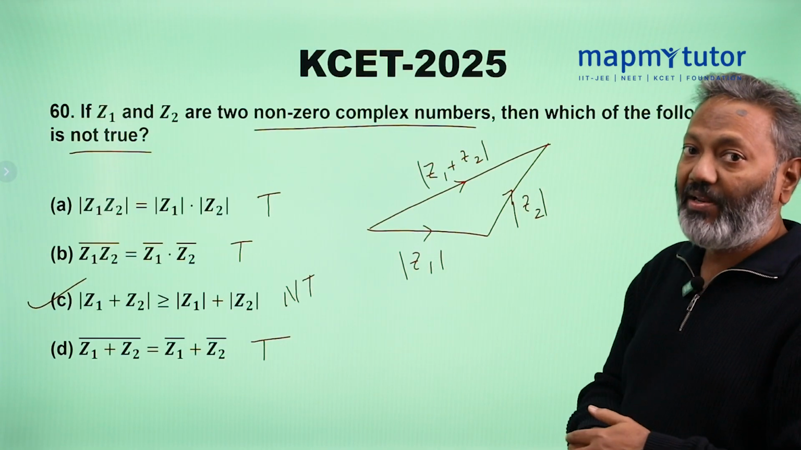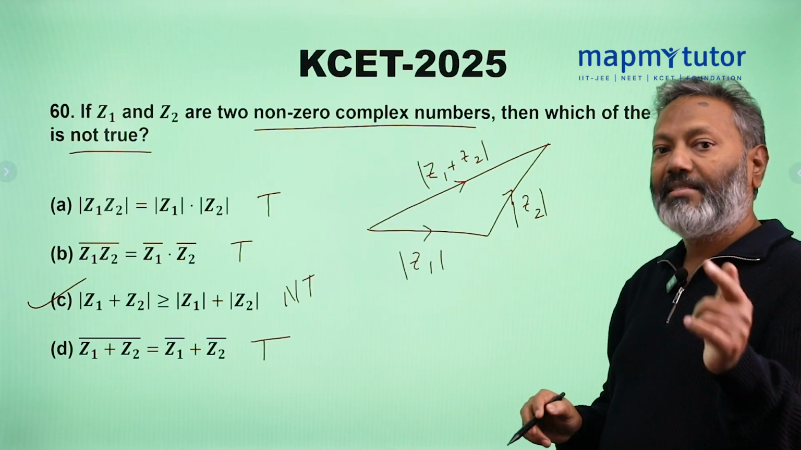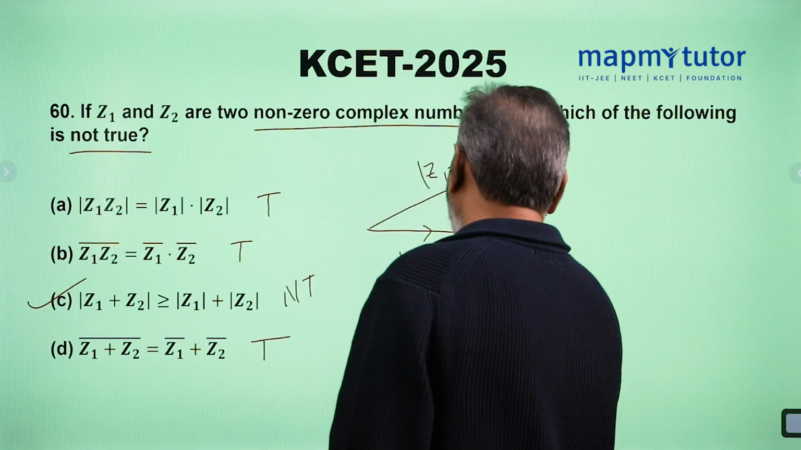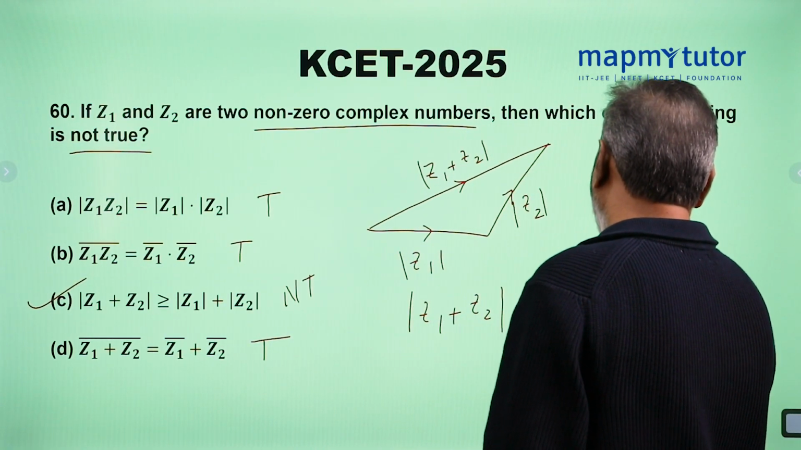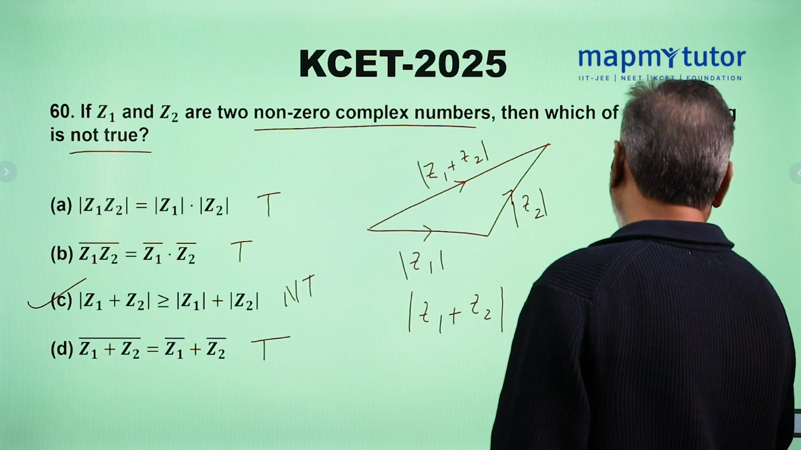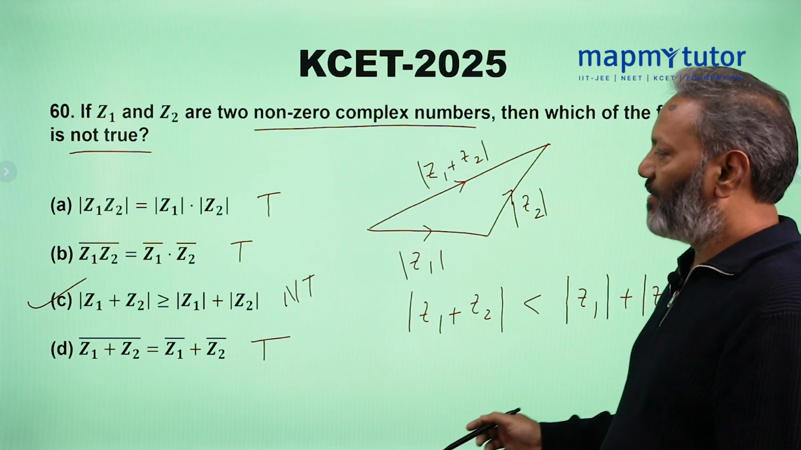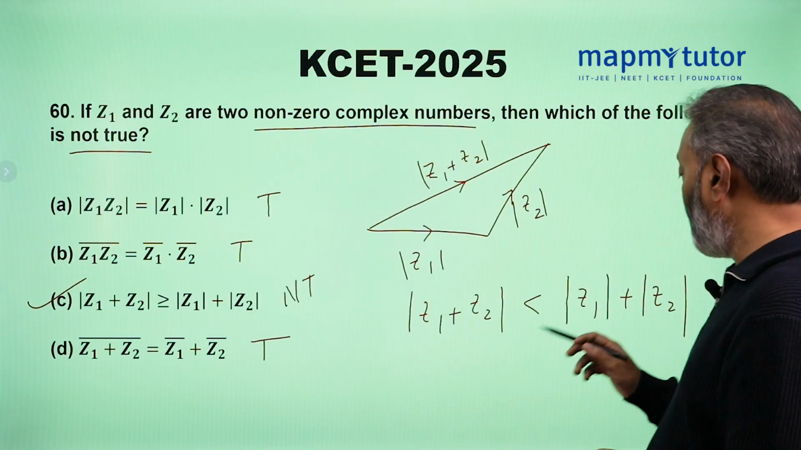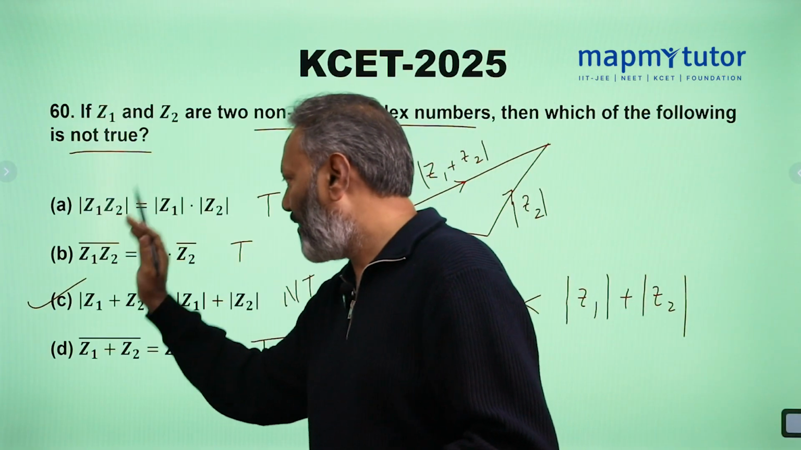What is the triangle inequality we have? The length of the third side is always less than the sum of the lengths of the two sides. So, from that, mod of Z1 plus Z2 is always less than mod Z1 plus mod Z2. This is what the triangle inequality says. But look, greater than or equal to is given. What should be there actually? Less than. That means it is not true. And here is the answer.